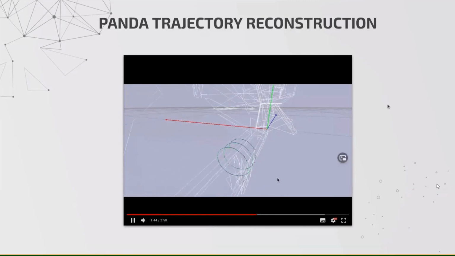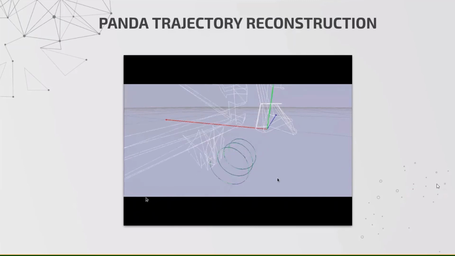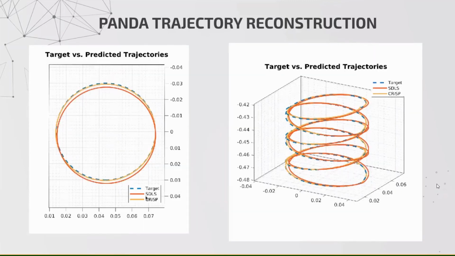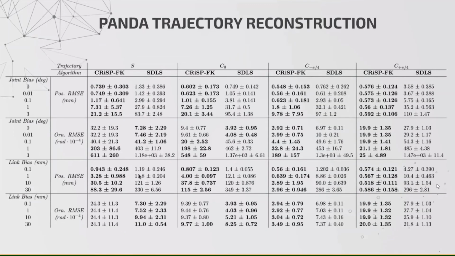We also compare this method on the PANDA simulated robot against an analytic method, again SDLS, and you can see qualitatively, in yellow, CRiSP-FK is much more precise than SDLS. And if you're interested, we have also a bunch of experiments in the paper where you can see that almost every time CRiSP-FK outperforms its analytic counterpart, SDLS, specifically when the bias in the forward kinematics model starts to increase.